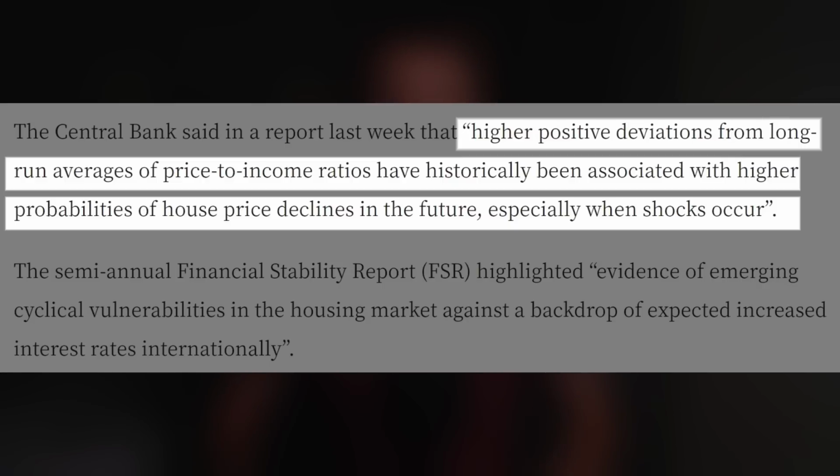However, as was stated by the Central Bank of Ireland in a recent report, higher positive deviations from long-run averages of price-to-income ratios have historically been associated with higher probabilities of house price declines in the future, especially when shocks occur. In other words, the more unaffordable housing becomes, the more likely it is that a housing crash will occur in the future, especially when the market is put under pressure. This is why people are comparing our current housing market to the market which existed in 07, where affordability had worsened and prices ultimately collapsed.